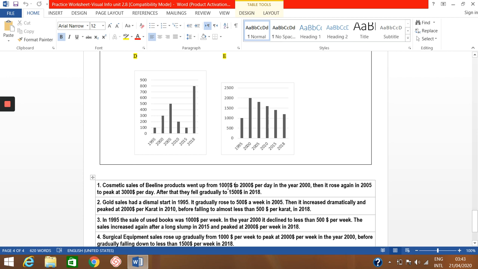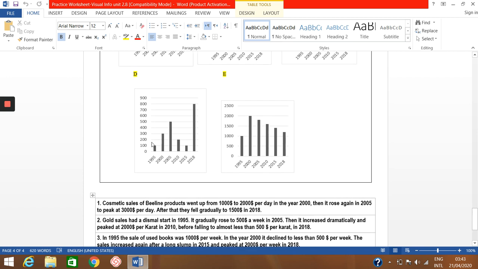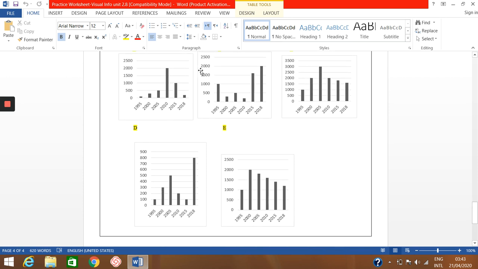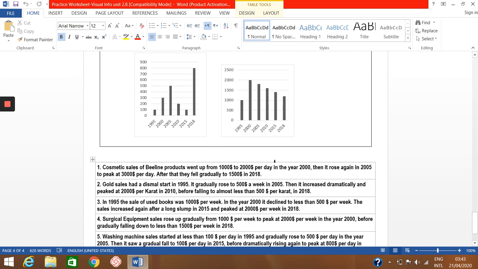For example, went up from 1,000 to 2,000. Went up, that means it's increased. Started from 1,000 to 2,000. Went up. This one goes here, went up, and this one also went up, all of them. But you need to concentrate on another clue that can give you more details.